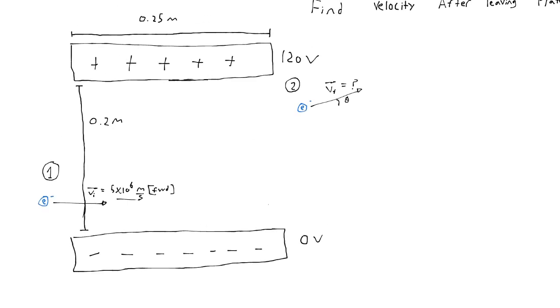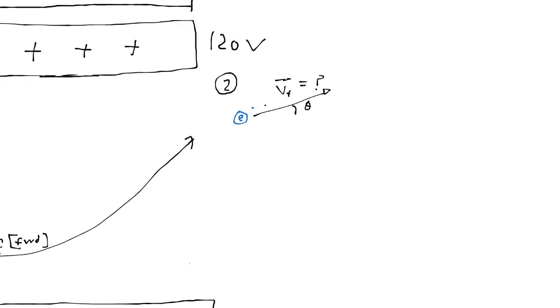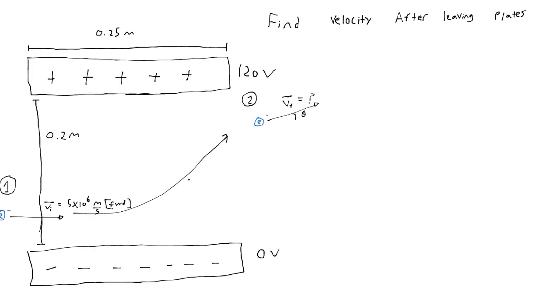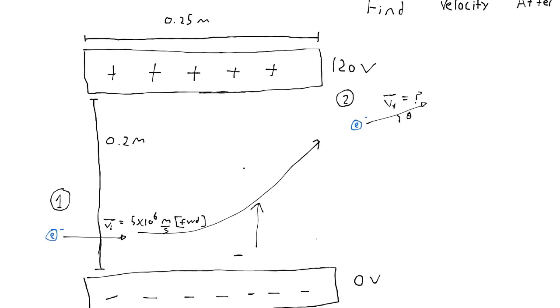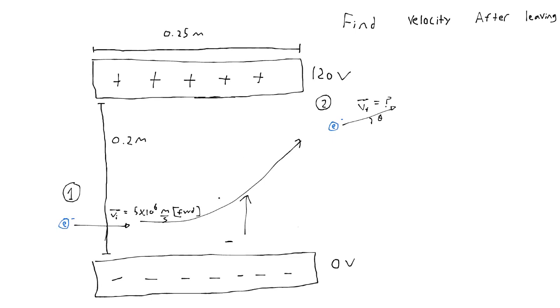And then it's going to go kind of like a path like this, and then it's going to come out the other side. It's going to have a final velocity. So it's going to be accelerated in the plates here, right? Because this is the negative side over here. So it's going to get pushed up like this from an electrical force, and therefore it's going to accelerate up this way. And then it's going to have a final velocity over here.